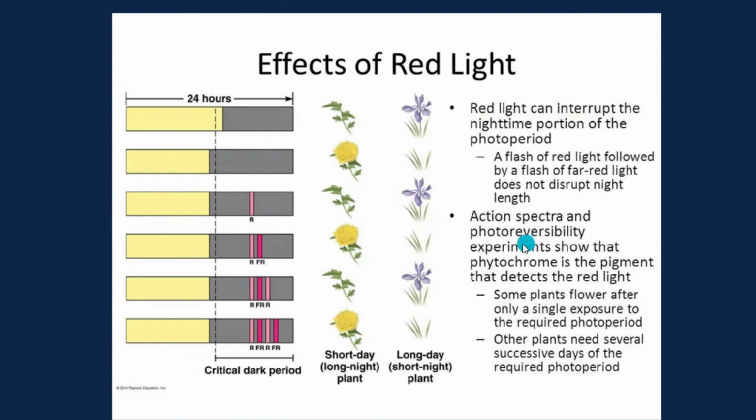The action spectra and reversibility experiments show that phytochrome is the pigment that detects the red light. So some plants flower after only a single exposure to the required photoperiod, while other plants need several successive days of the required photoperiod.